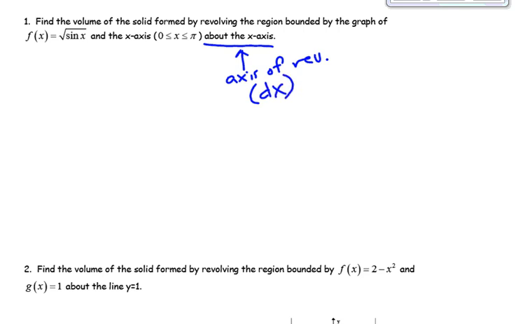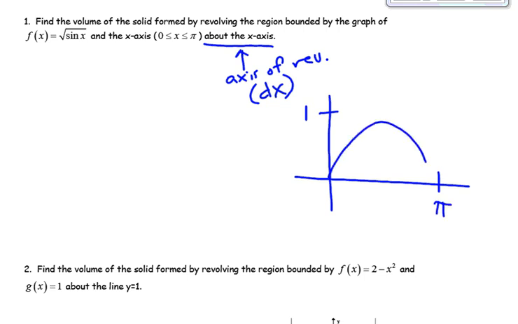We want vertical rectangles. So first of all, we're going to find the graph of the square root of sine x, which you could use your calculator for if you need to, but I'm just going to give it to you. It looks almost just like the sine of x from 0 to pi, just kind of that curve there, which I'm going to highlight to show that that's the region that I started off with. So that's the region bounded by that curve.